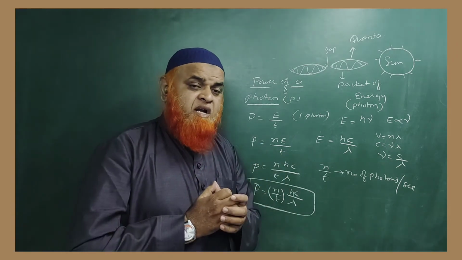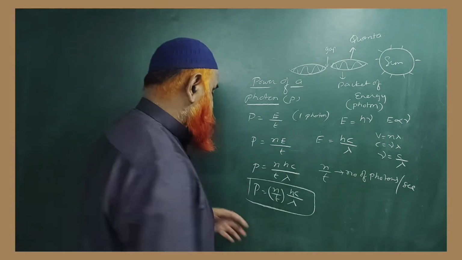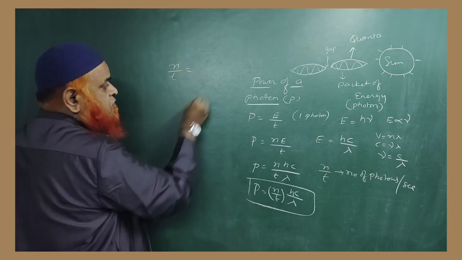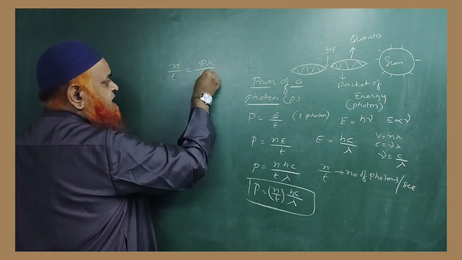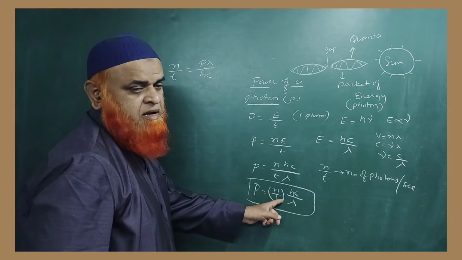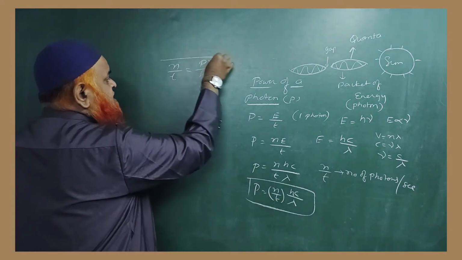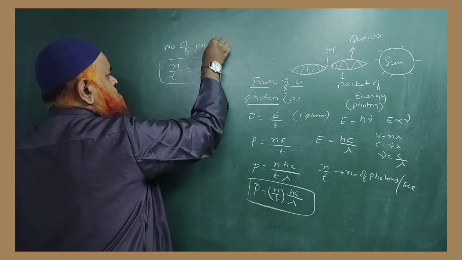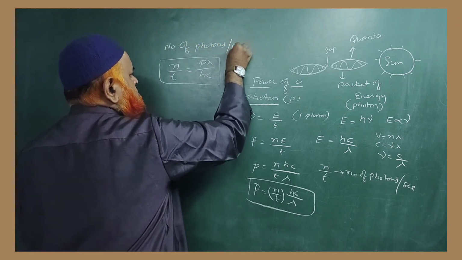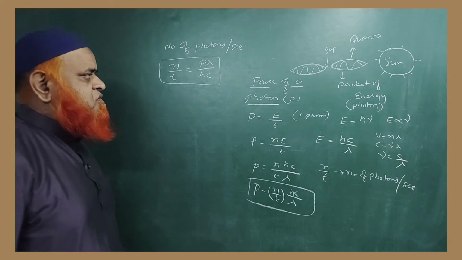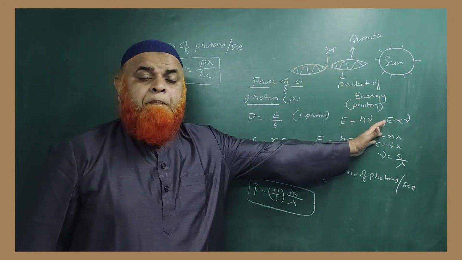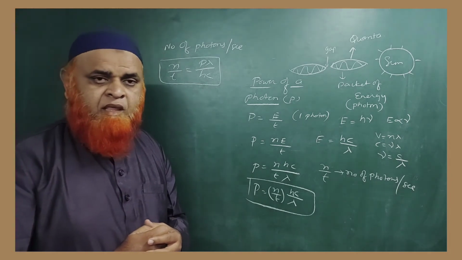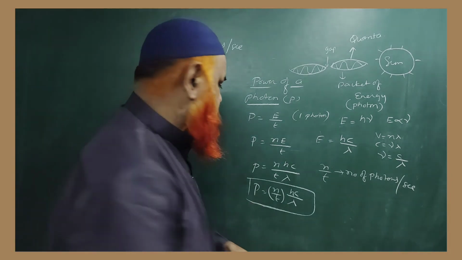If you want to find the number of photons per second, you just write the formula. Here, you can write n by t is equal to P lambda by hc, by cross multiplying. In this way, we can find the number of photons per second. So, this is about the total formulas regarding photons. Now, let me discuss one more formula here.